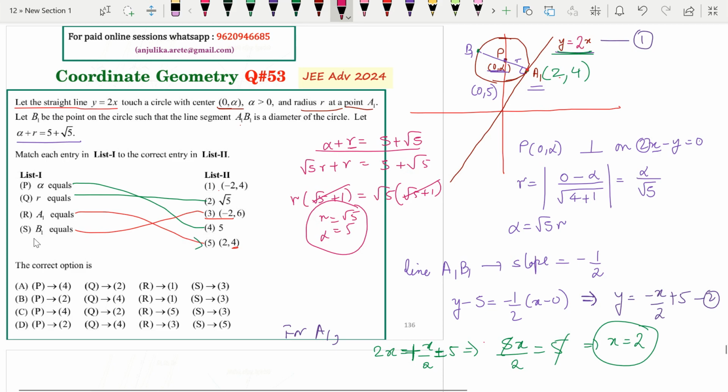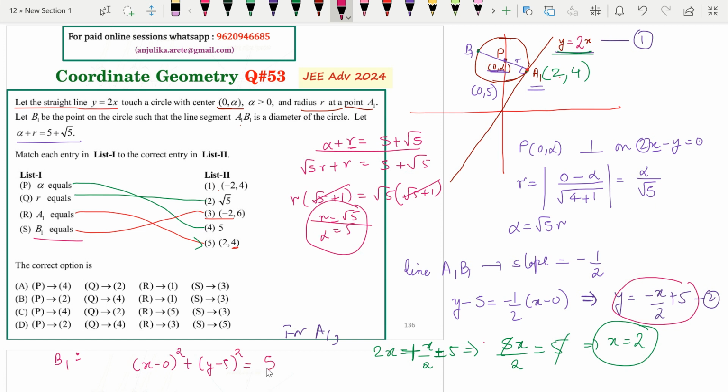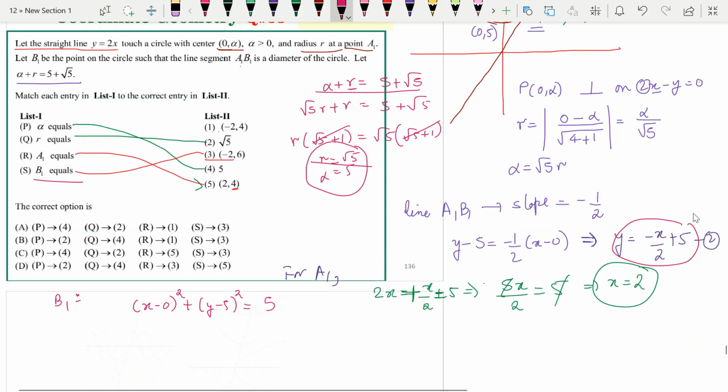Now B1, how do I get B1, tell me? B1 is again on this line, right? What other property does B1 have? It's lying on the circle, right? So what is the circle equation? The center is 0 and 5. So x minus 0 whole square plus y minus 5 whole square. What's the radius we got? r square, that's 5. Now just solve. What do you need to solve? This line equation and the circle equation. So from here, y minus 5 is minus x by 2. You see that? Just plug in. y minus 5 whole square is x by 2 whole square. I mean minus x by 2, but anyway you're squaring, right?